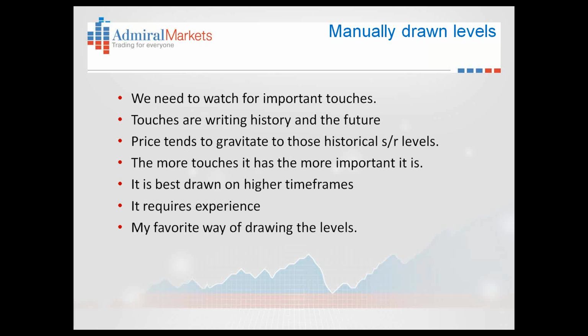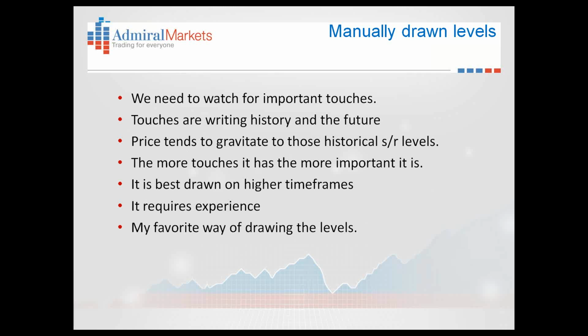And touches are writing history and the future, because if the price has made two or three touches at an important point, we can be sure it will make also six, seven, eight and even more. Everything can be seen on charts. Price tends to gravitate to those historical support and resistance levels, and that is most viable on our major currency crosses: Euro, USD, Pound, Dollar, Swissie, Aussie. Price will always be magnetically drawn to those levels. Why?